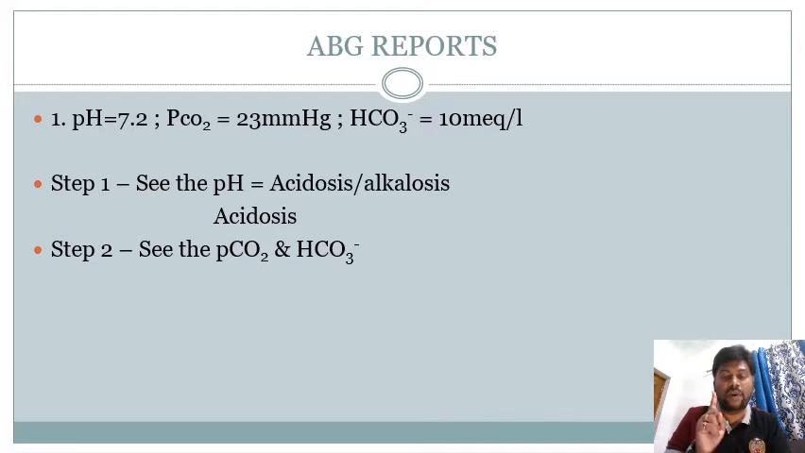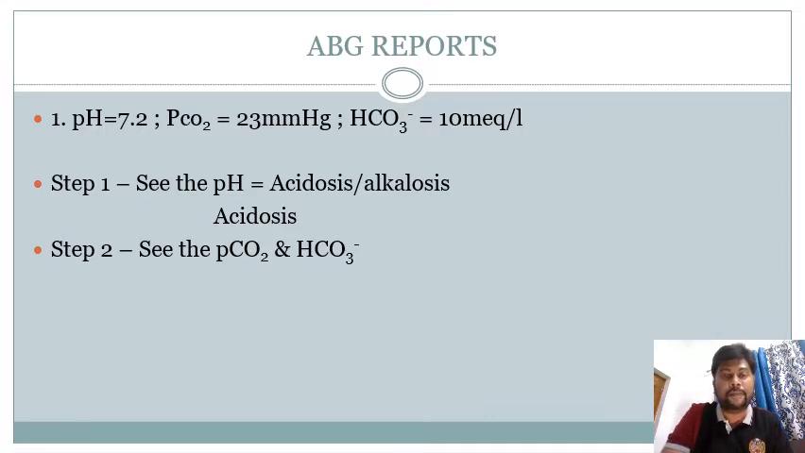In acidosis, two types are there: metabolic acidosis and respiratory acidosis. Metabolic acidosis means bicarbonate level will be decreased and respiratory acidosis means PCO2 will be increased. So here what is the PCO2 level? It is 23 millimeter mercury. The normal PCO2 level is 35 to 45 millimeter mercury. Here it is just 23, which means decreased. So will decreased PCO2 cause acidosis? No, it will not cause acidosis, it will cause alkalosis. So in this condition, the acidosis is not due to the respiratory problem.